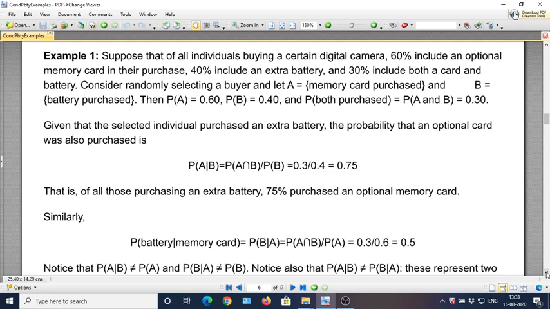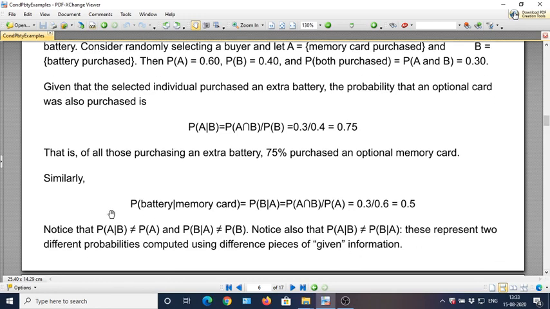Similarly, if you look at the probability that a battery is purchased by a person, given that the person has bought a memory card along with the camera, that is the event B given A, that is P of A intersection B divided by P of A, which again can be found out to be 0.3 divided by 0.6, that is 0.5.